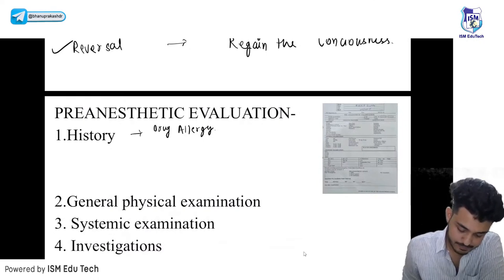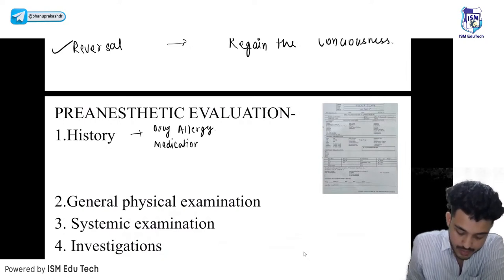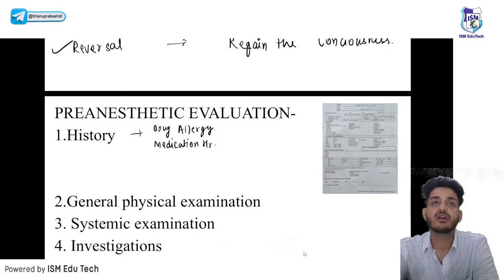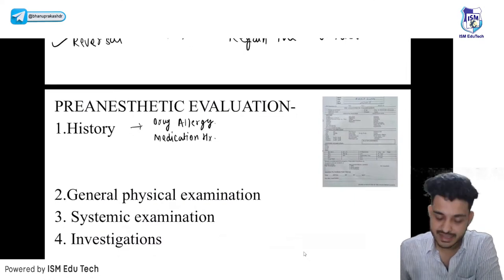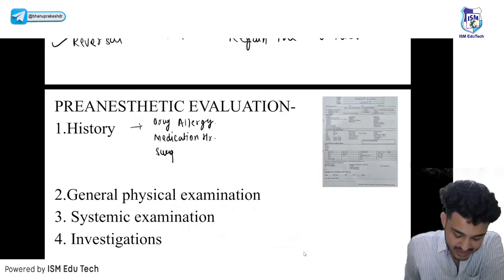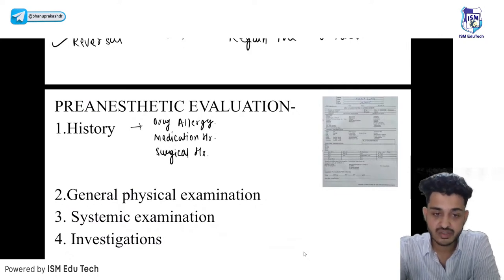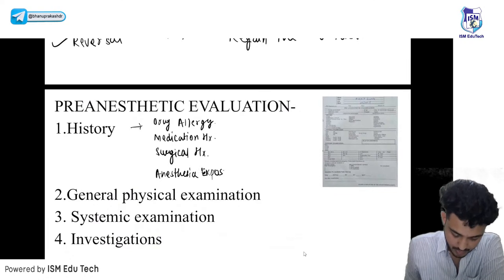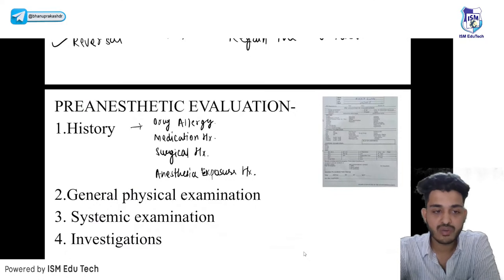Second thing will be your medication history. Why is it important? Medication history is very important because the patient might be a known case of hypertension and must be taking some medications for hypertension. Then we need to take the surgical history, like whether he has had any kind of surgeries previously. Okay, and anesthesia exposure history. In fact, the name, age, sex, everything is important for pre-anesthetic evaluation.